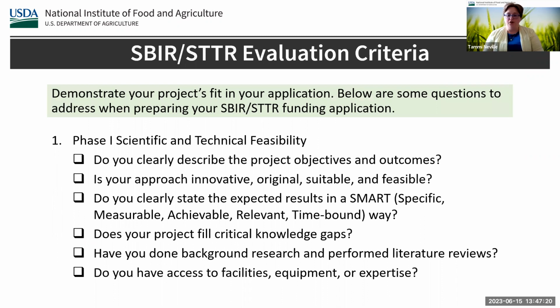The first one is to demonstrate your project's fit in your application. There are some questions with scientific and technical feasibility that are listed in the RFA that you can use in order to prepare your SBIR and STTR funding application. Make sure that you address the different questions that are included in scientific and technical feasibility in order to convey the importance of your project to that peer review panel.